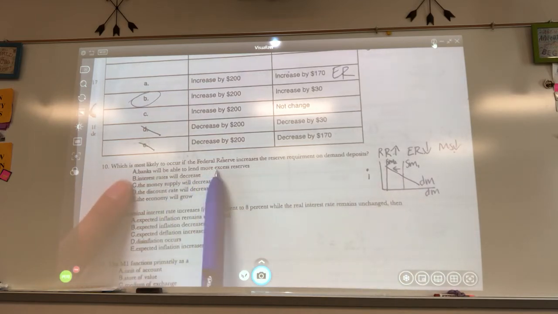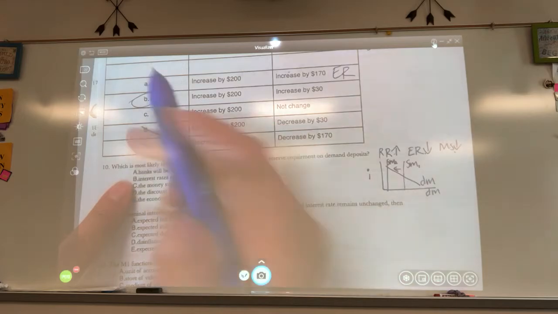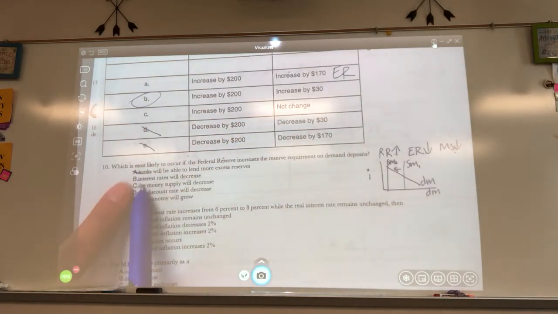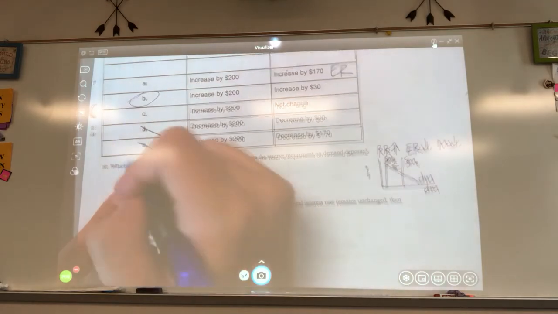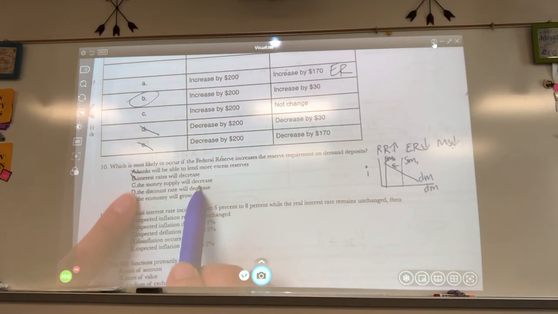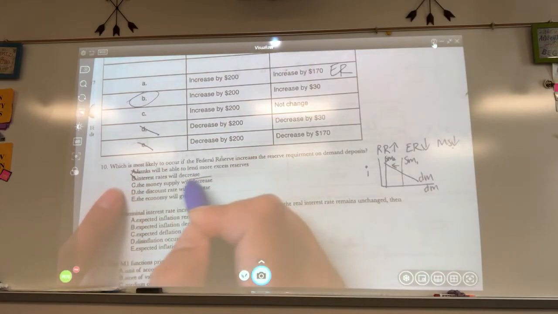Banks will be able to lend more excess reserves. No, that's wrong, because the excess reserves goes down. The interest rate will decrease. Did the interest rate decrease? It went what? The money supply will decrease. Okay, there we go.